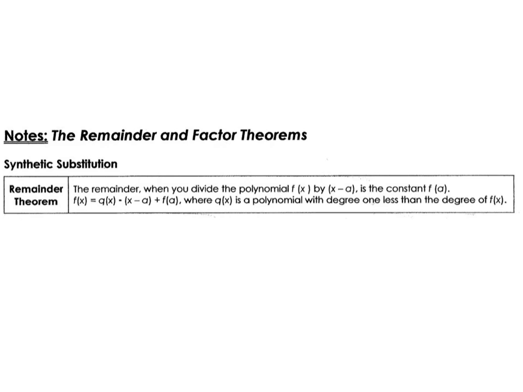When we're talking about synthetic substitution, we're using the remainder theorem. So that's the first theorem we're going to be talking about today. The remainder theorem says that the remainder, when you divide a polynomial f of x by x minus a number, the constant, is f of a. F of x, so the function, equals q of x times x minus the constant plus f of the constant, where q of x is a polynomial with degree 1 less than the degree of f of x.